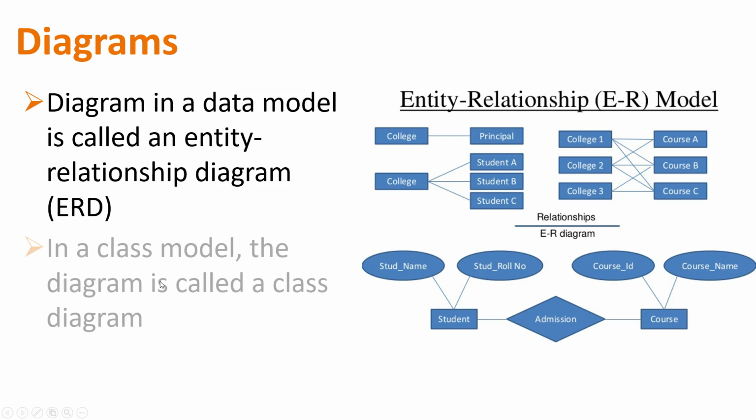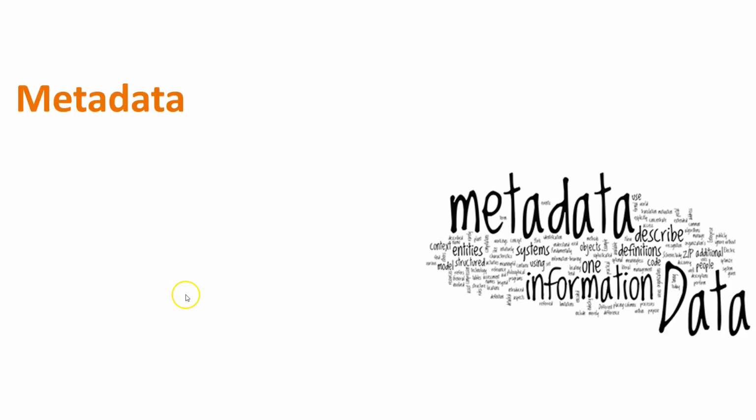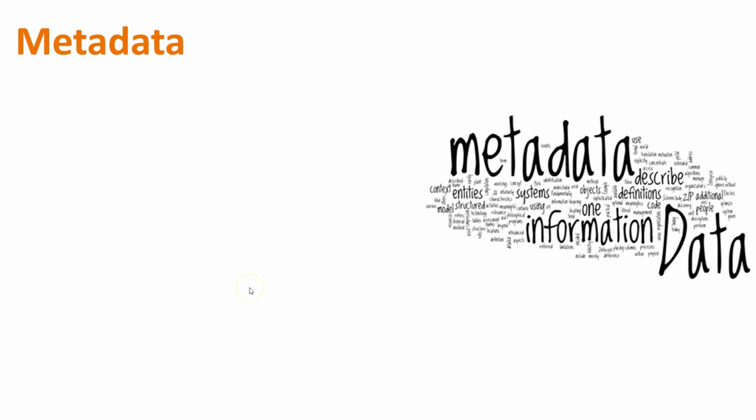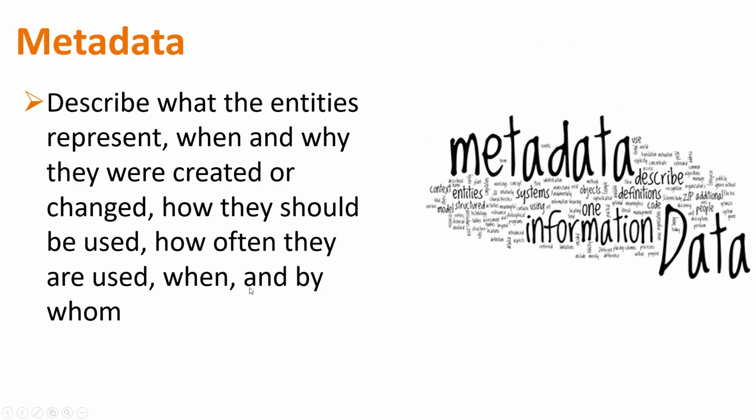And in a class, they look very, very similar, but an entity relationship diagram and a class are called different things. They look very, very similar. Each one of them is going to have metadata. So metadata helps us understand what these things represent. Why are they created? When? How should they be used? How often are they used?